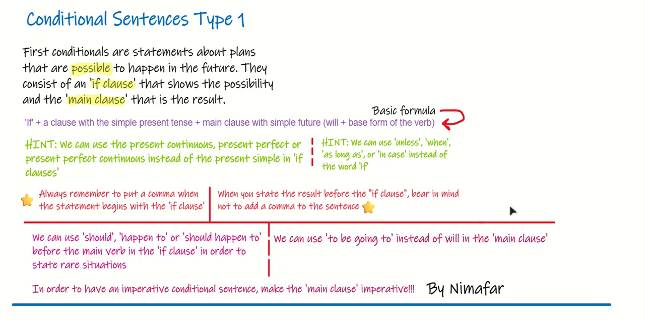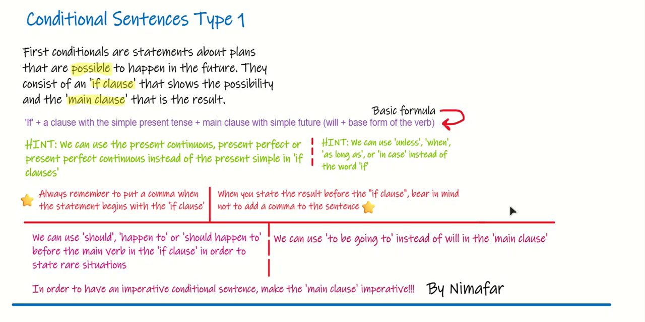So here it means this: she knows that it is very rare that you see a supermarket on your way. But in case you see that, please buy her a bottle of water. So these, should, happen to, or should happen to, state a rare situation.